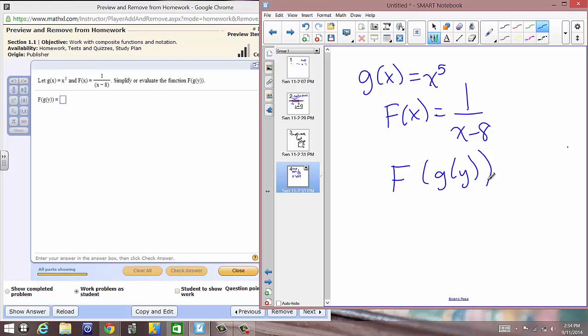Okay, that means g comes first, and then the output of g gets put into the input of capital F, so we have 1 over g of y minus 8. And then we replace g of y with what it is, so we have 1 over y to the fifth minus 8. So let's put that in.